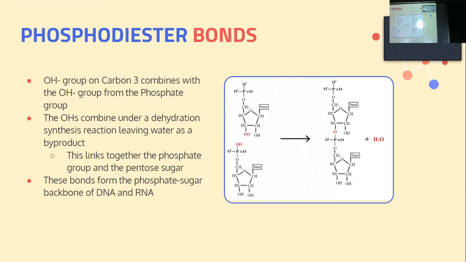Phosphodiester bonds. The OH on carbon 3 and the OH from the phosphate group combine under a dehydration synthesis reaction, also called a condensation reaction, leaving water as a byproduct. This links together the phosphate group and the pentose sugar. These bonds form the phosphate-sugar backbone of DNA and RNA.